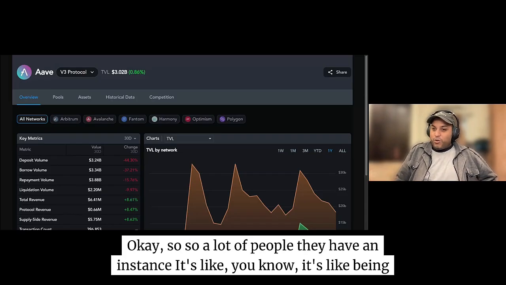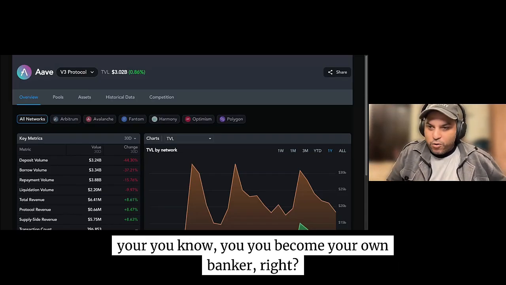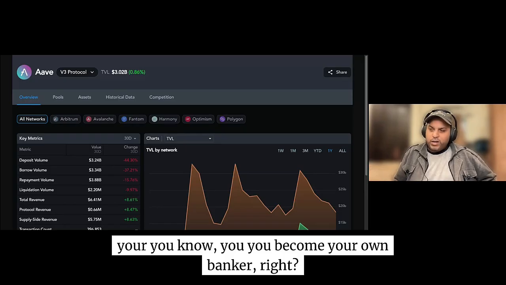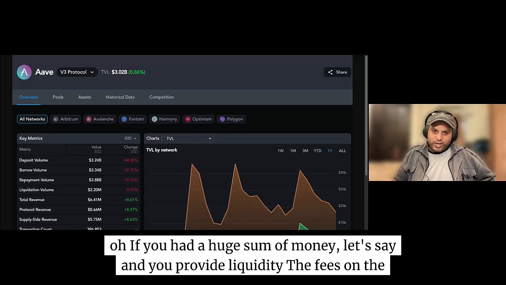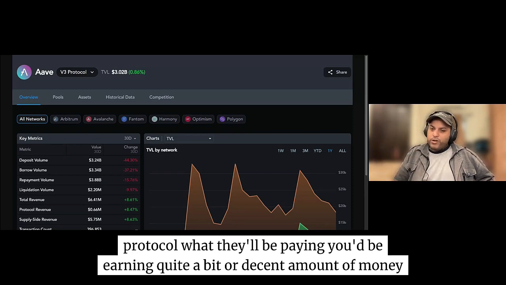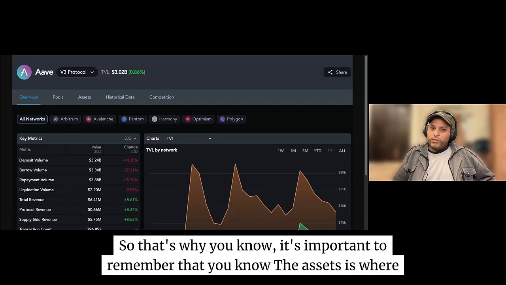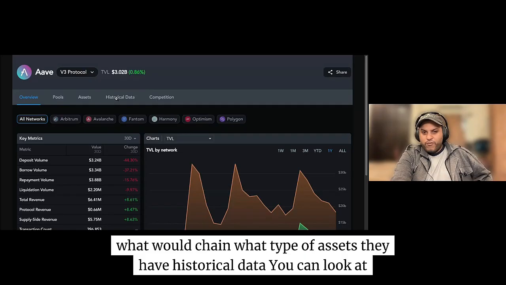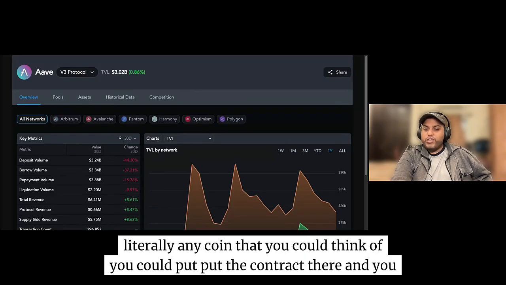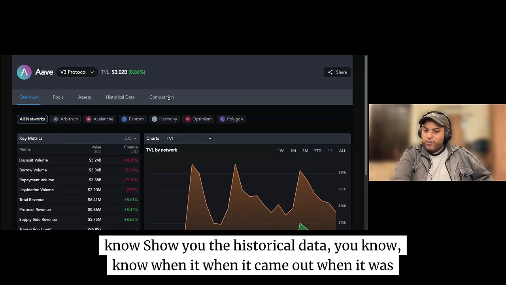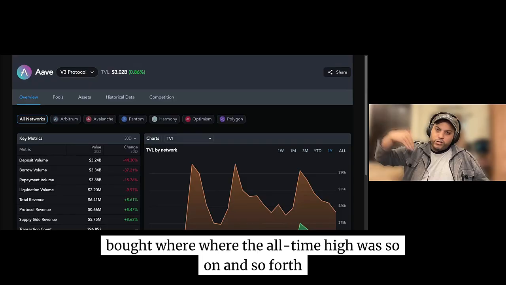It's like you become your own banker, right? So if you had a huge sum of money and you provide liquidity, the fees on the protocol that they'll be paying you, you'd be earning quite a decent amount of money there, guys. A serious amount of good money. So it's important to remember the assets: what chain, what type of assets they have, and historical data. You can look at literally any coin that you could think of. You could put the contract there and it will show you the historical data, when it came out, when it was bought, where the all-time high was, and so on and so forth.